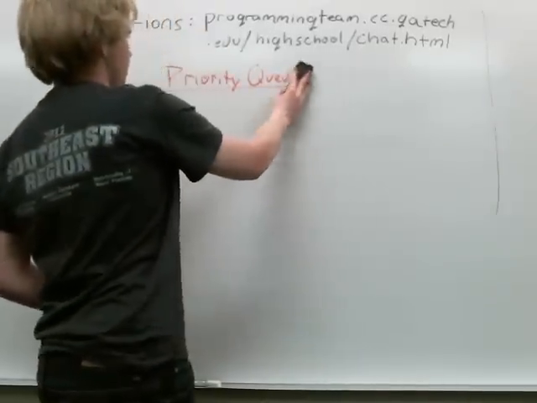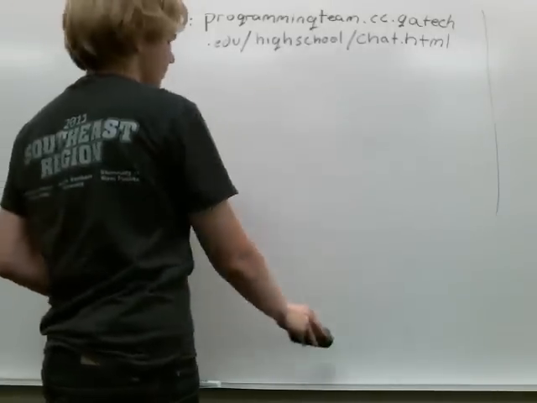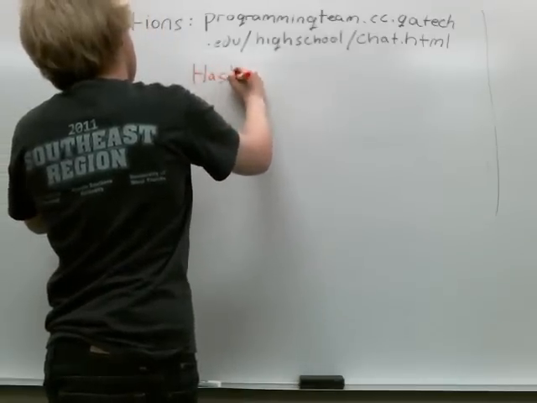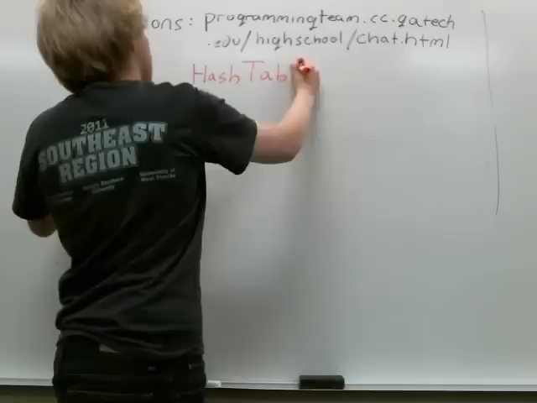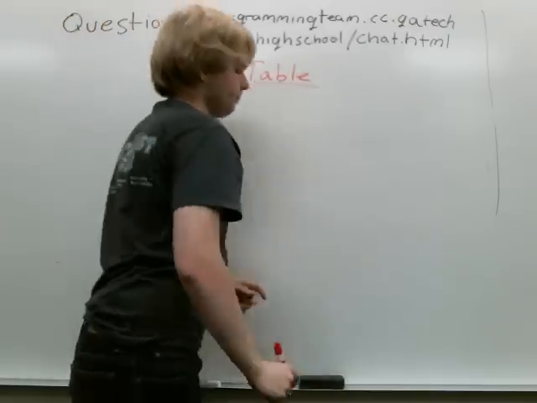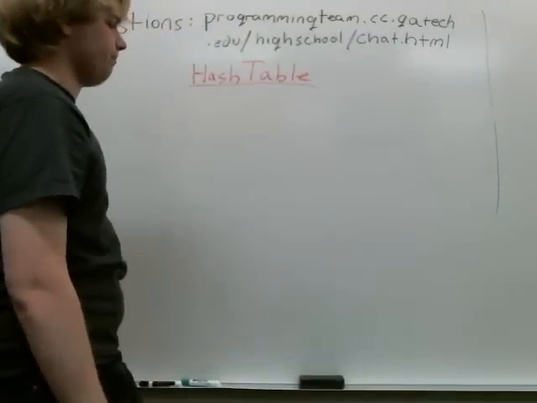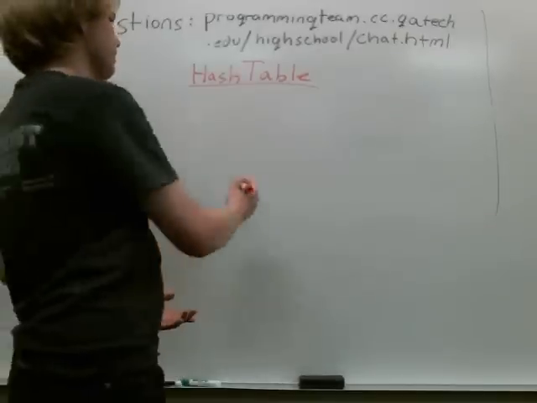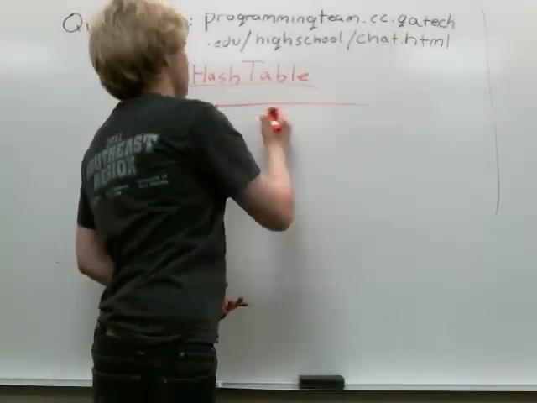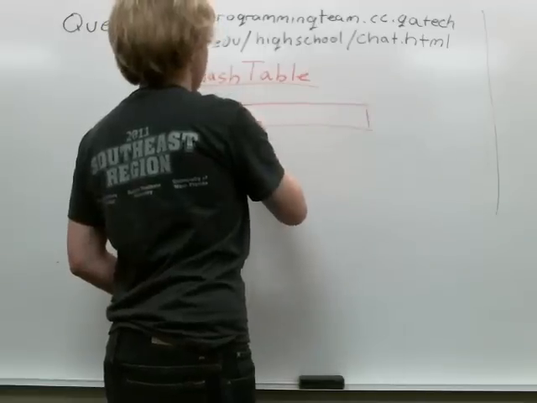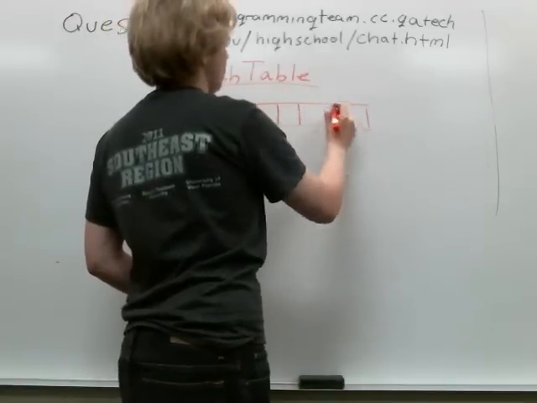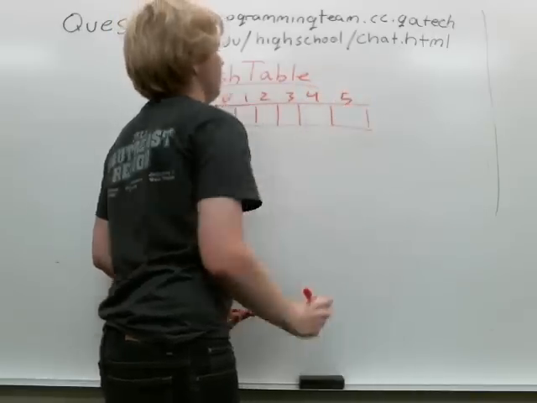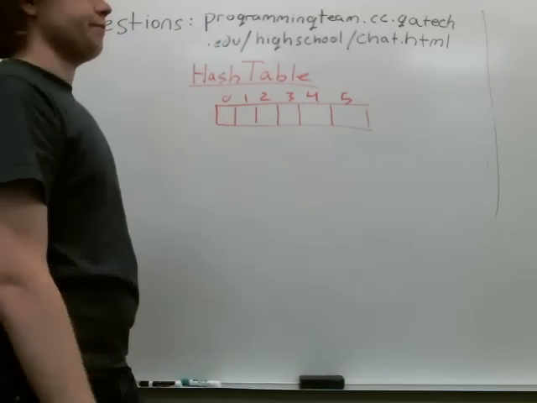So hash tables are a very nice structure. A hash table is basically, you can think about it as an array. You have an array and you want to put some objects in it. These are our indices. 0, 1, 2, 3, 4, and 5.